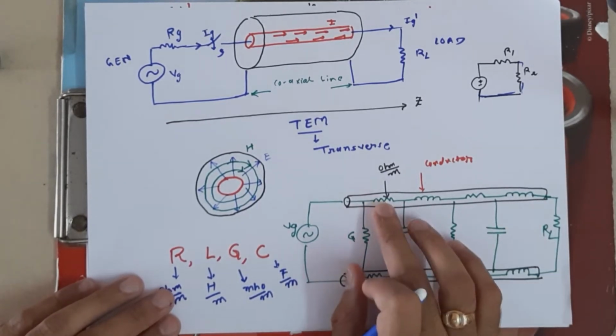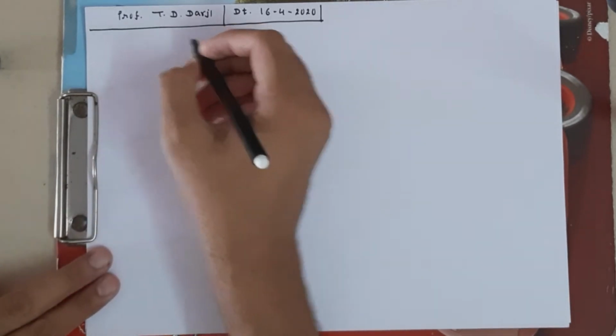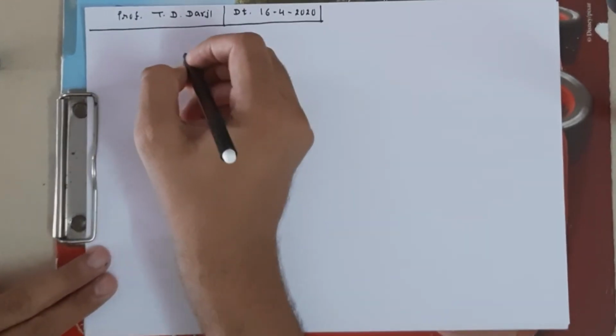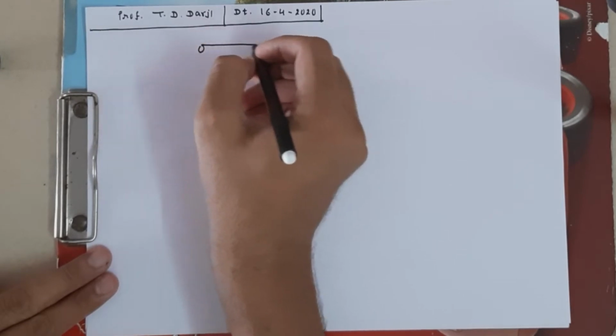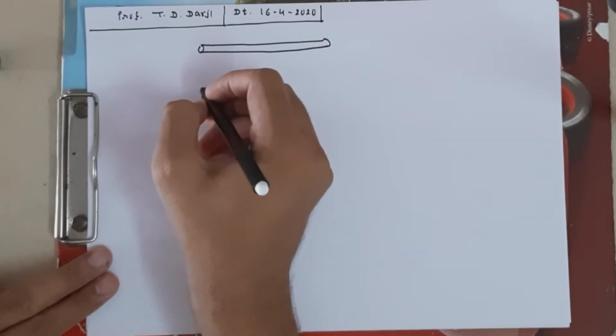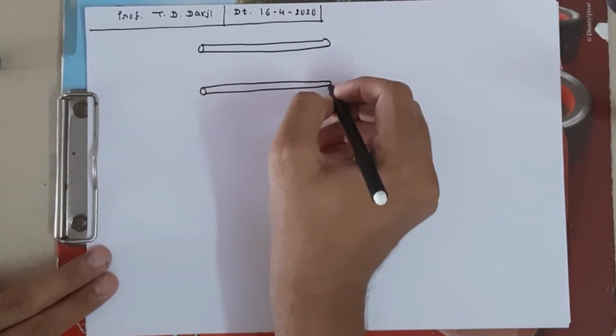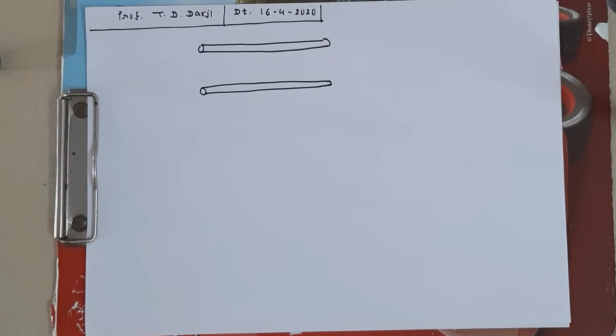Now here, how is the transmission line made? A transmission line is nothing but two parallel conductors, we have already discussed it. So I will simply draw it here. There are two conductors which are connected in parallel. It's a simple example of a transmission line, first conductor and second conductor.